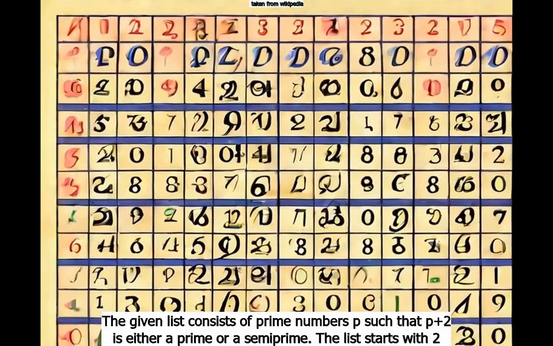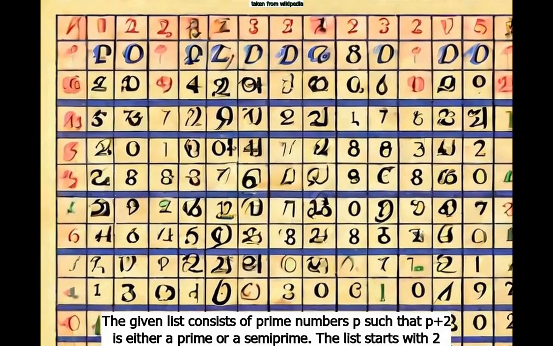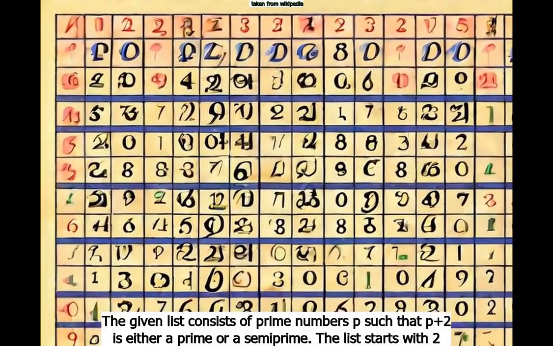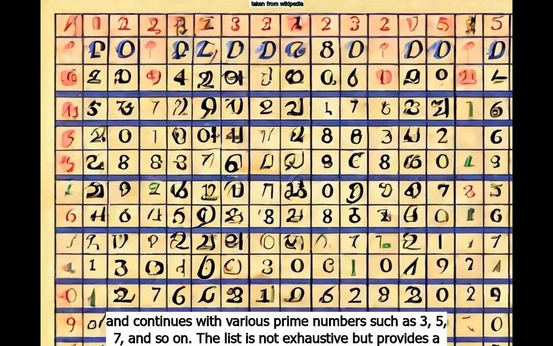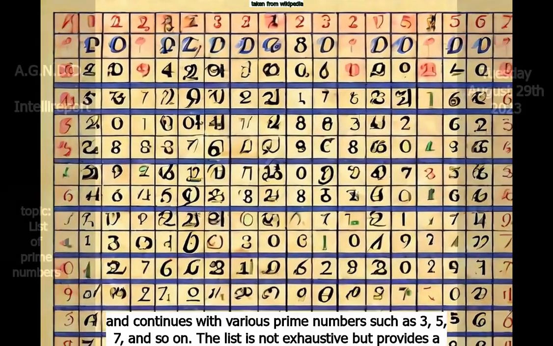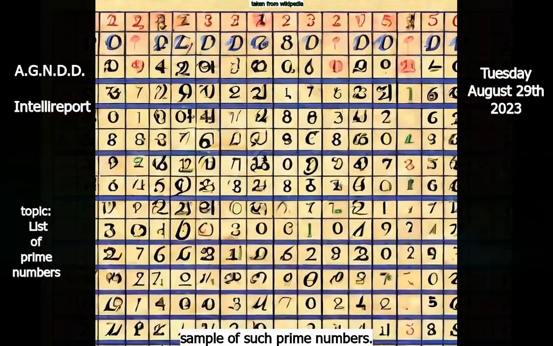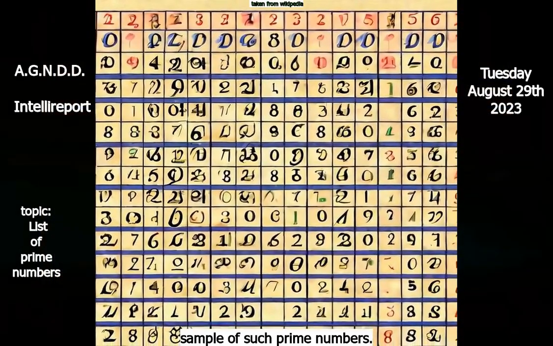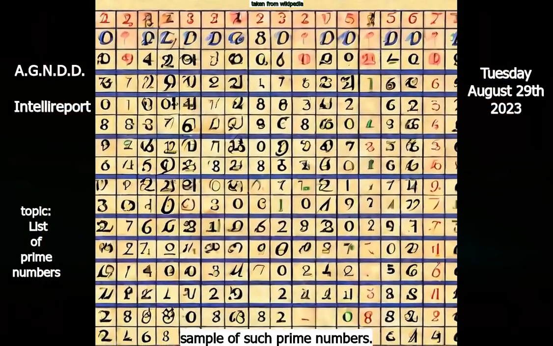The given list consists of prime numbers p such that p plus 2 is either a prime or a semi-prime. The list starts with 2 and continues with various prime numbers such as 3, 5, 7, and so on. The list is not exhaustive but provides a sample of such prime numbers.